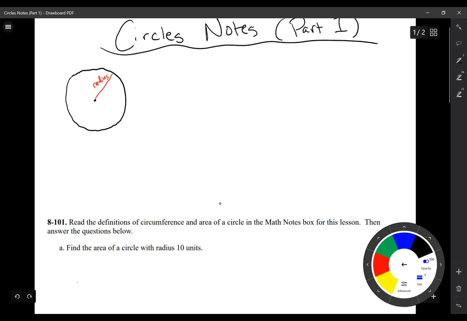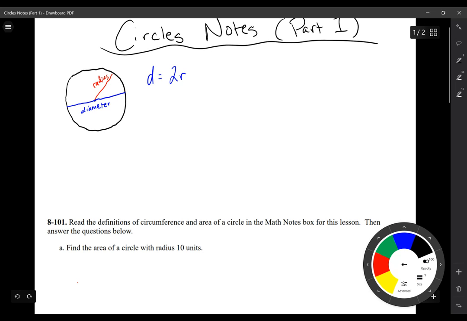And then the diameter is going to be any length that goes from the outside of the circle through the center and to the other side. So our radius and our diameter are right there. Some things we know are our diameter is going to be equal to the radius times 2, or 2 times the radius. So that basically means that the diameter is twice as long.